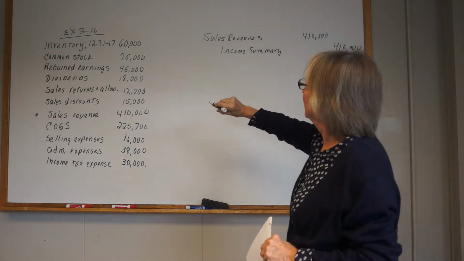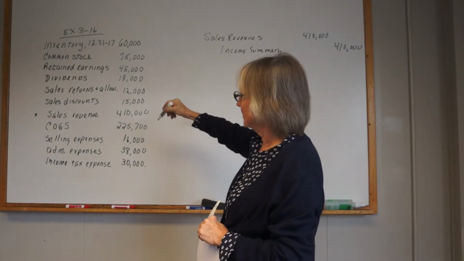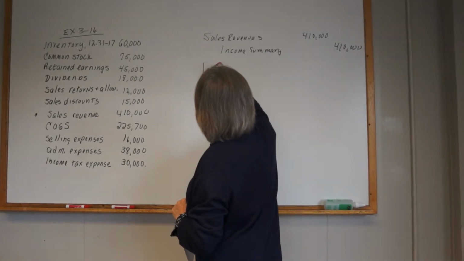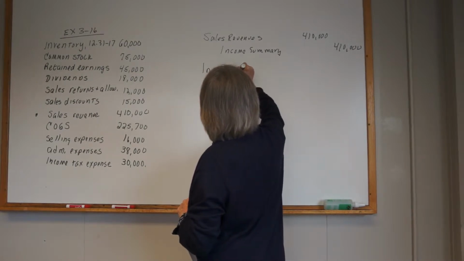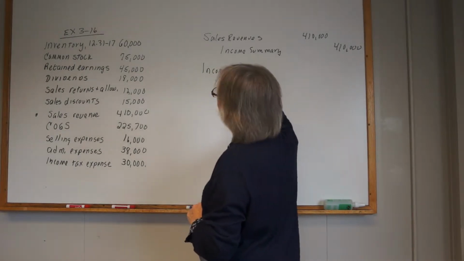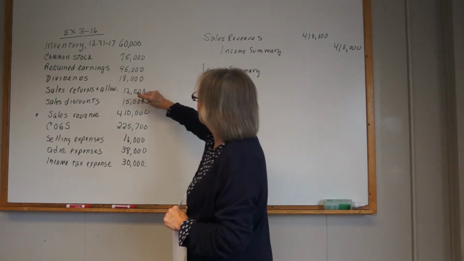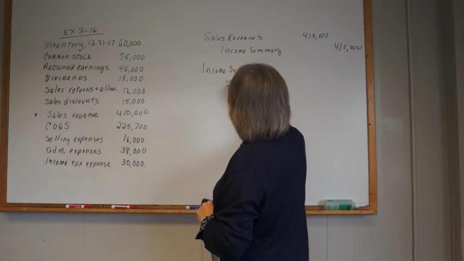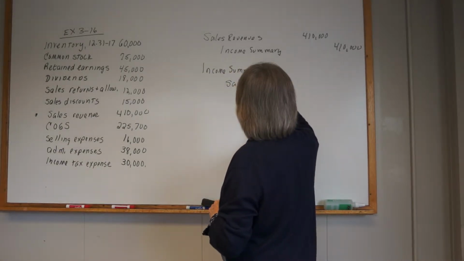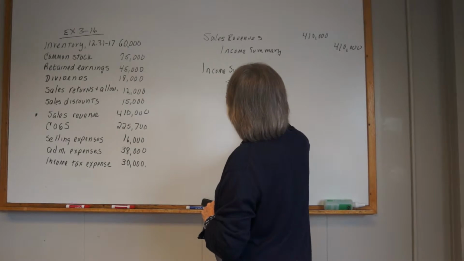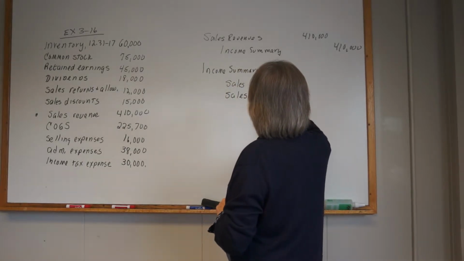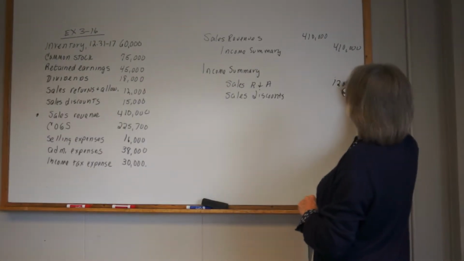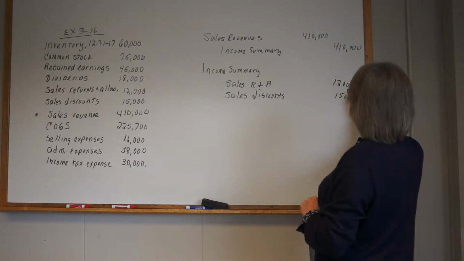We've done that. The next step, we're going to close all our debit balance accounts, which would be the expenses. So we know we're going to be crediting them to close them, so we're going to be debiting the income summary for the total of them all. And we're going to be closing all the expense accounts, but we also close the contra sales accounts. So we'll be closing our sales returns and allowances, our sales discounts, and we'll be closing those by crediting them for the 12,000 and 15,000.